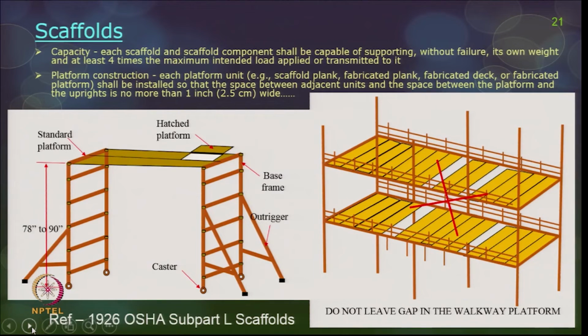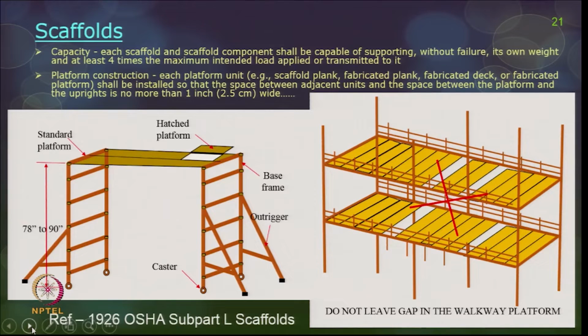Now, let us talk about each and every part of the scaffold and the safety requirements. Scaffold's capacity: each scaffold or scaffold component should be capable of supporting, without any failure, at least 4 times the maximum intended load. If you plan for a load x, it should be able to accept 4x the load.